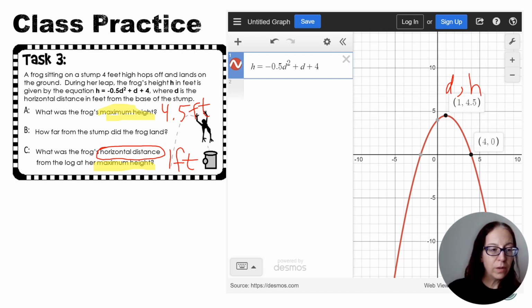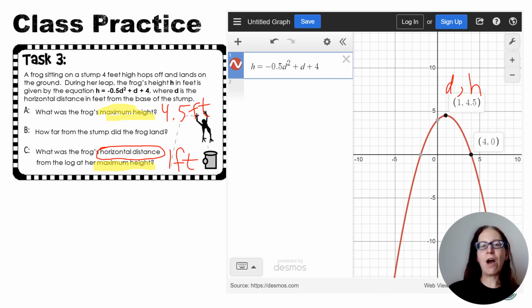So here we go, tracing our frog on her journey. She jumps off, maximum height, here it is, okay? So how far did she land? Landing is going to mean that it is your x-intercept. So let's go find that.